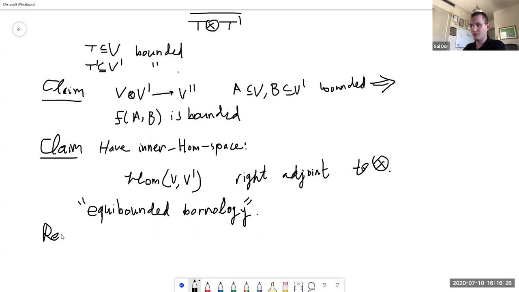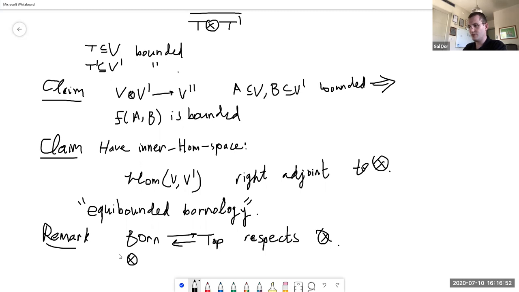Just that this adjunction that I described earlier, from bornological vector spaces to topological vector spaces, respects the tensor product, the projective tensor product. So it sends tensor products of bornological vector spaces to projective tensor products in Top.